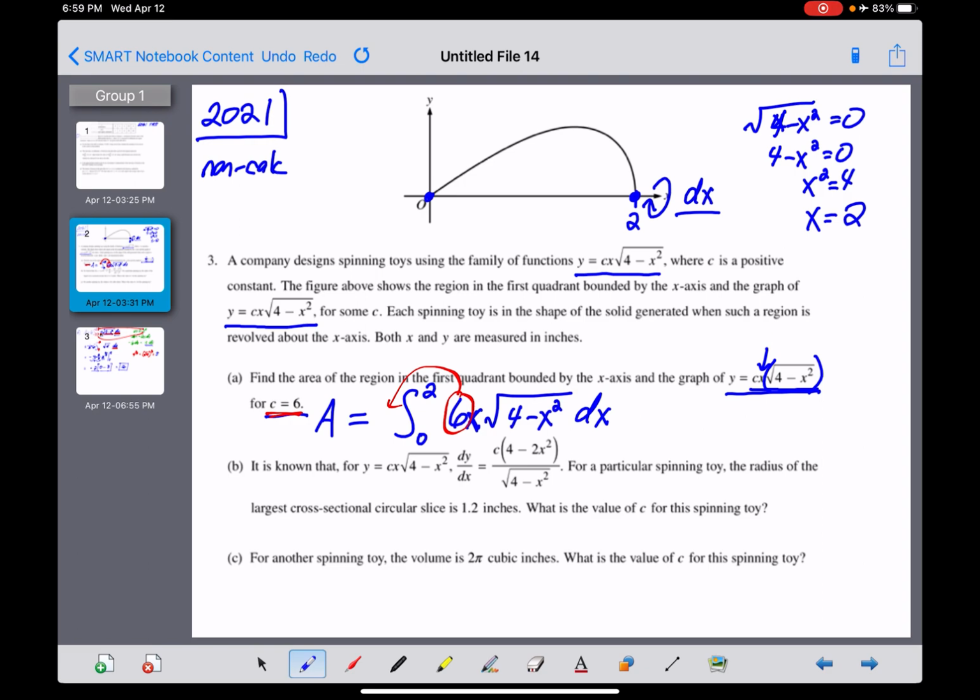All right, gotcha. So that was part A. Find the area of the region. Got it. So part A is done.